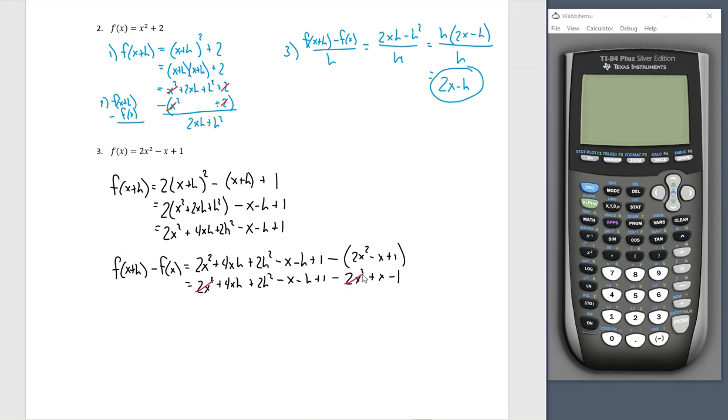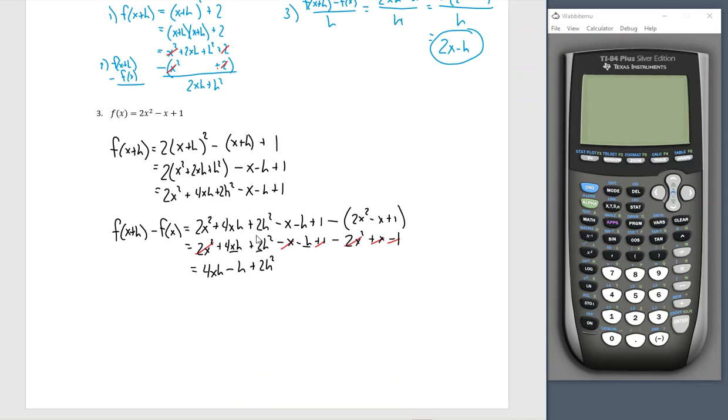Notice 2x squared and a negative 2x squared. Negative x, positive x. Positive 1, negative 1. So as I simplify, notice the only things I have left, even though I wrote them out of order, I have 4xh minus h plus 2h squared as my step 2 value. Now when I put this all together and I divide it by h, I will have 4xh minus h plus 2h squared all over h.